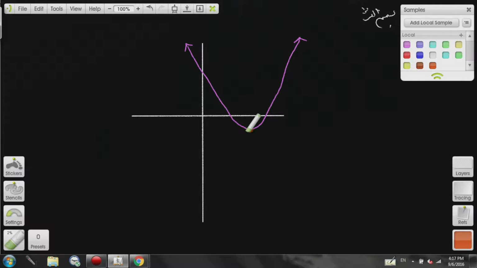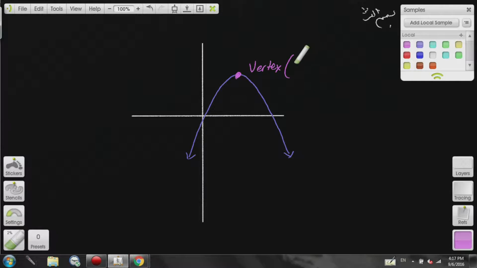Every parabola has a turning point. So this is an upward facing parabola. But if the parabola was like this, it would also have a turning point like this. In fact, maybe I should draw a downward sloping parabola. So how about this one? That's pretty good. So this is a parabola and this is the turning point. That point right there is the vertex of the parabola.